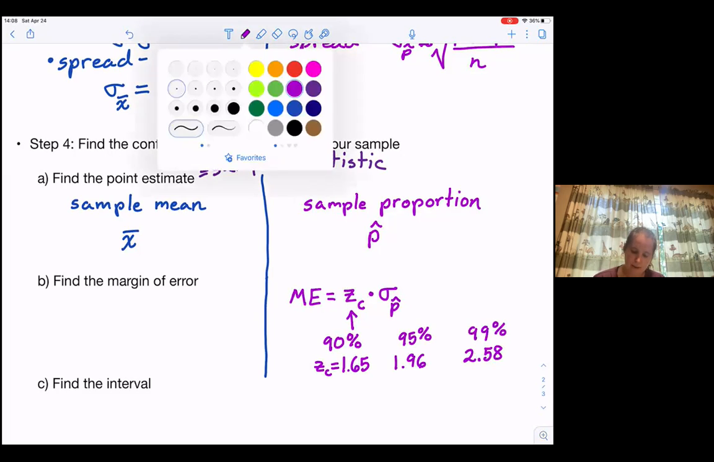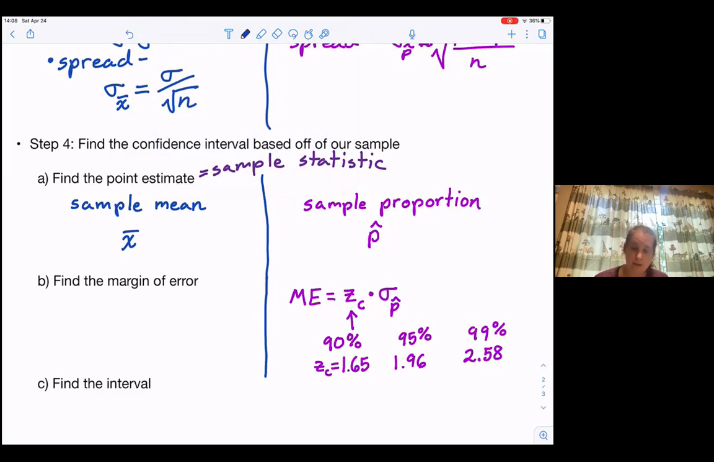So it's the exact same idea for the margin of error when we're dealing with the mean. The margin of error is z sub c times the standard deviation for the x bar distribution, since we're talking about the x bar distribution in this case. Again, same rules. For 90% confidence, we use a z sub c of 1.65. For 95% confidence, we use 1.96. And for 99% confidence, we use 2.58.